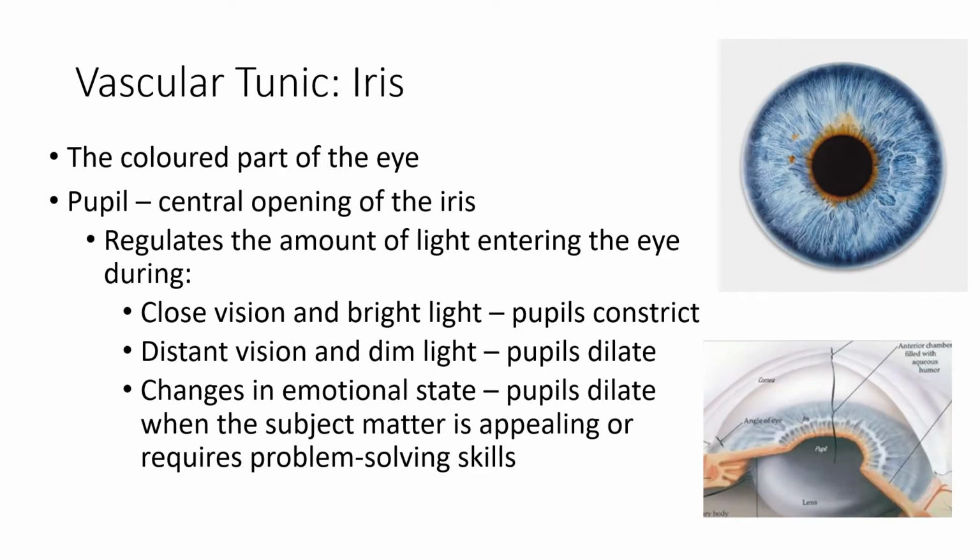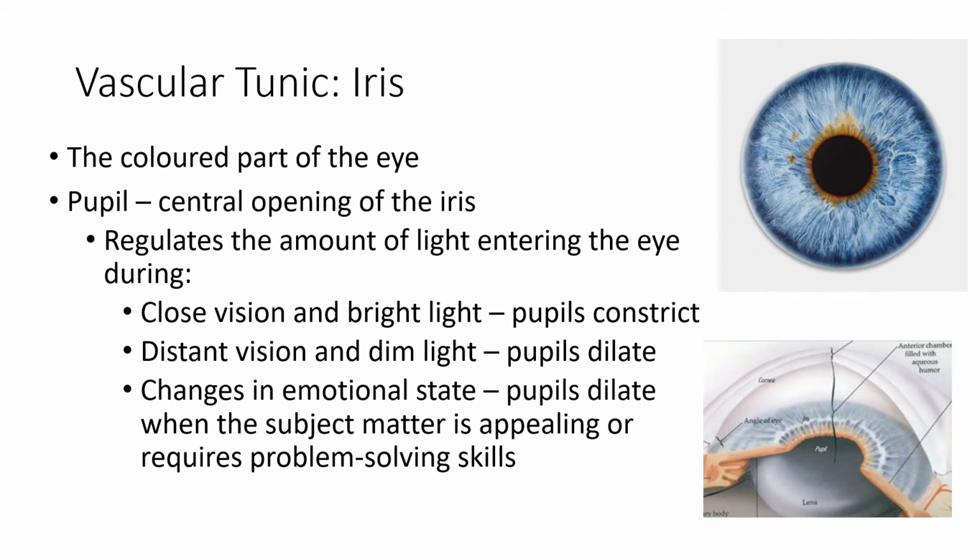The iris, again, still part of the vascular tunic. It's the colored part of the eye. So in this image here, it's that blue part. And right under that pigmented layer, we would have the circular and radial muscles of the eye. So the iris is going to control the size of the pupil. And again, the pupil is just an opening.